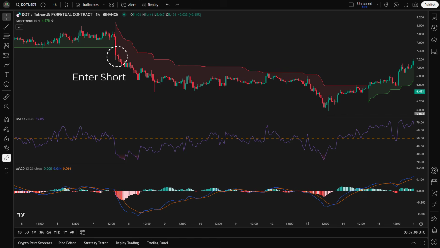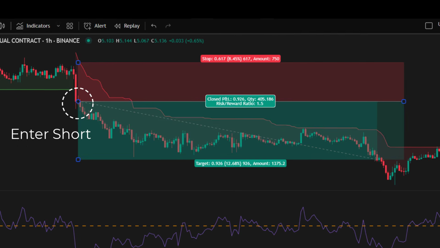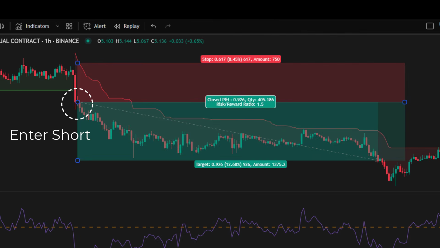To protect the trade, we place a stop loss just above the most recent swing high. For the take profit, we stick with a 1.5 to 1 risk-reward ratio. If price drops and a candle closes below that take profit level, we exit the position and lock in the win.